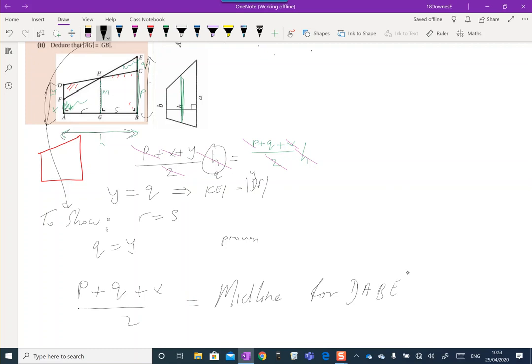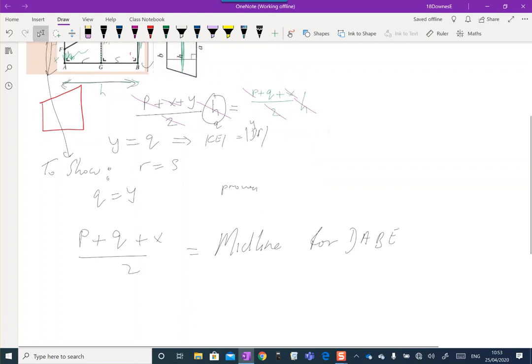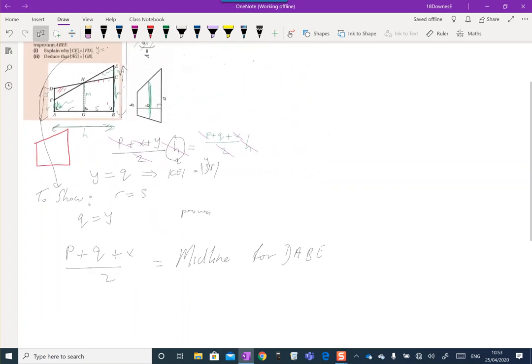DABE. Now that's something you have to do, for that quadrilateral. And then P plus X plus Y is equal to the midline for FABE. Oh, there's a mistake there. That should have only gone up as far as C. A midline for F, A, B, E.